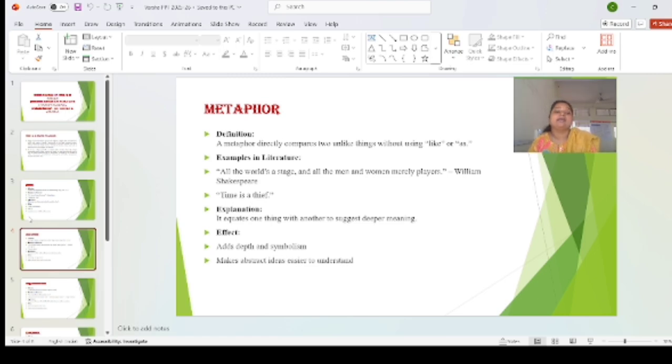What impact does metaphor give to the language? It equates one thing with another to suggest deeper meaning. What effects does it add to the language? Depth and symbolism. It makes abstract ideas easier to understand.